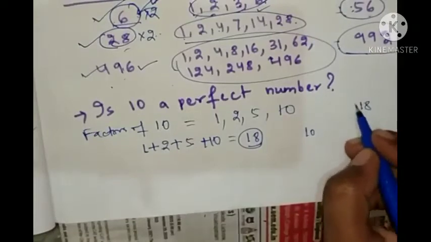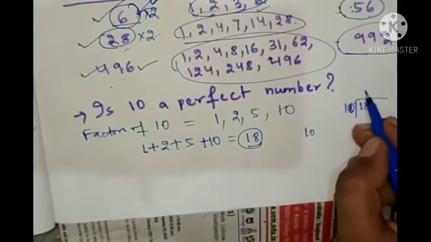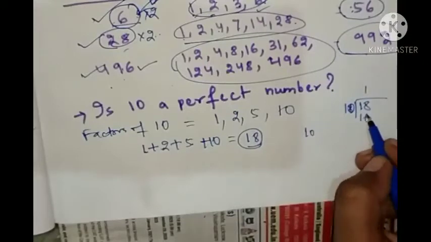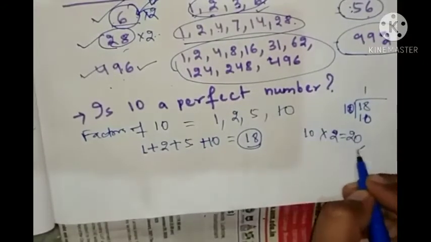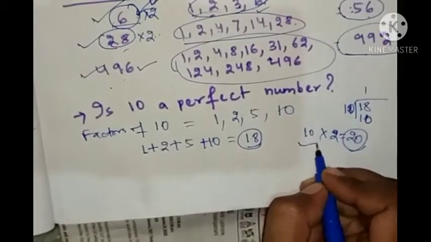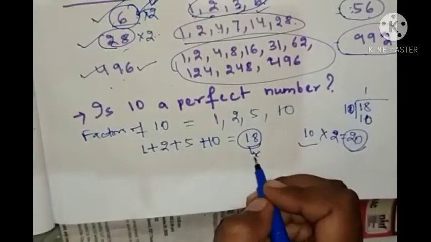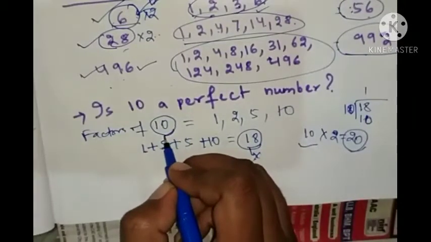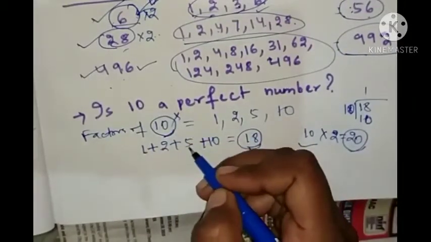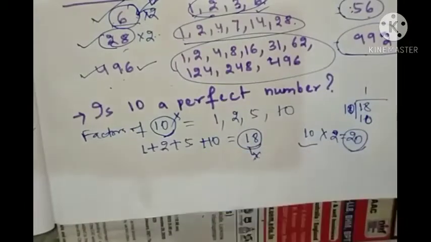We'll find out. 10 ones are 10, 10 twos are 20. 20 is twice of 10. But 18 is not twice of 10. That's why 10 is not a perfect number. So our perfect numbers are 6, 28, 496. So 10 is not a perfect number.